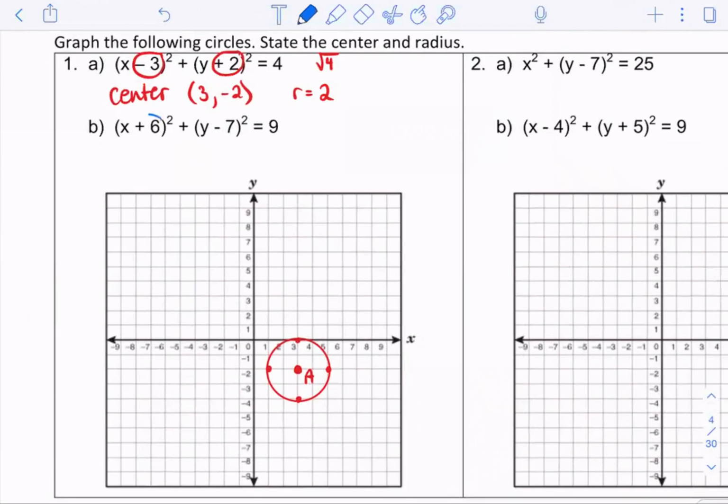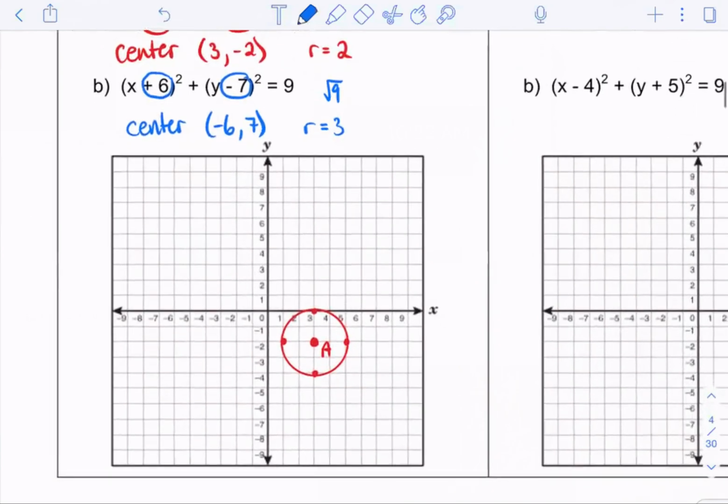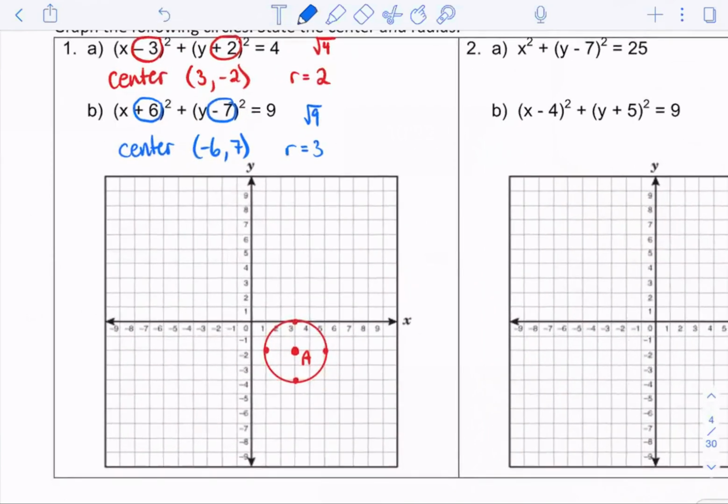Absolutely. So for each one of these, we're just pulling out the center and the radius. So for B, the center is negative 6, positive 7. Square root of 9 is 3. So our radius is 3. So I'm going to go to negative 6, positive 7. That's my center. I'm going to name it B. And then I'm going to go a radius of 3 to the right, above, to the left, and below. To the best of my ability, I'm going to round it out.